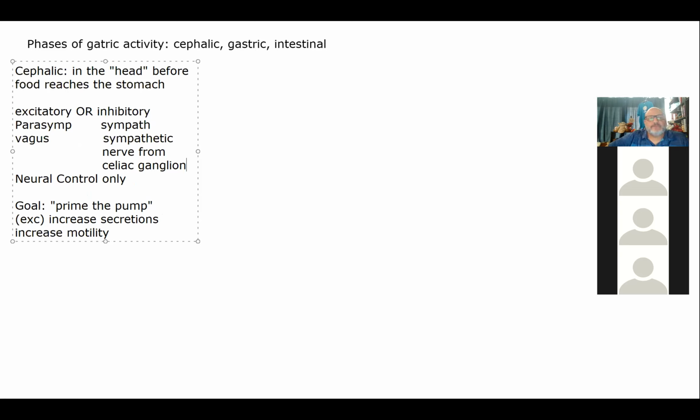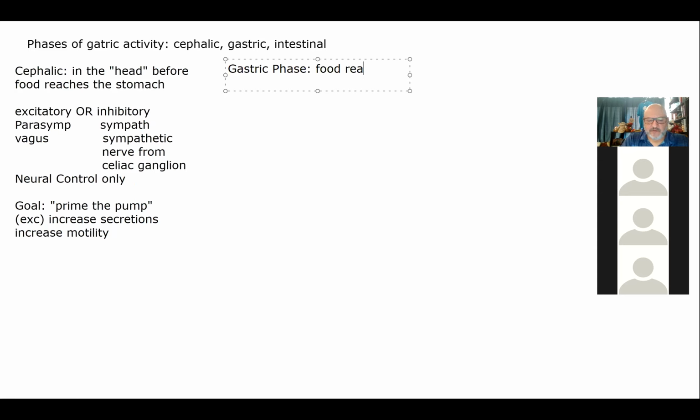All right. How does this relate to step 2, the gastric phase? When does the gastric phase take place? In the stomach, when food reaches the stomach. Is it excitatory or inhibitory? Excitatory. Absolutely, it is primarily excitatory.